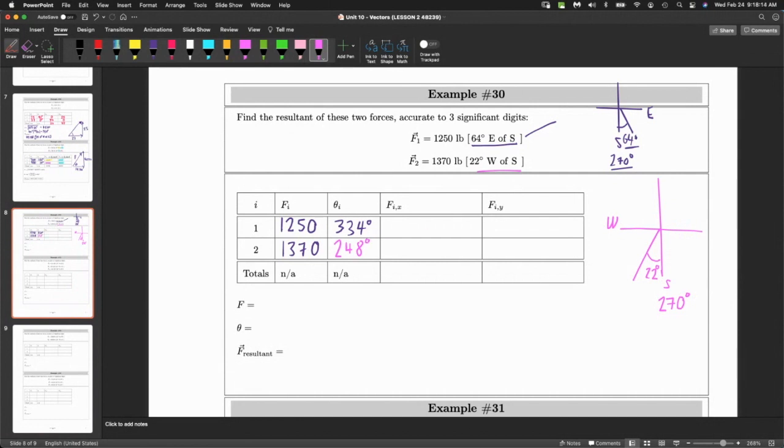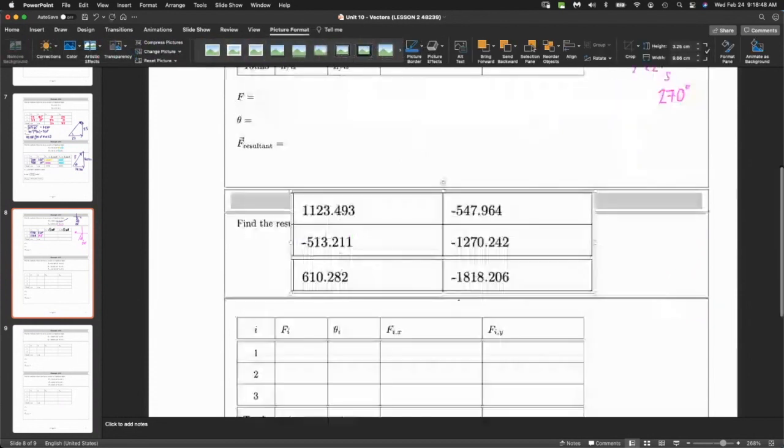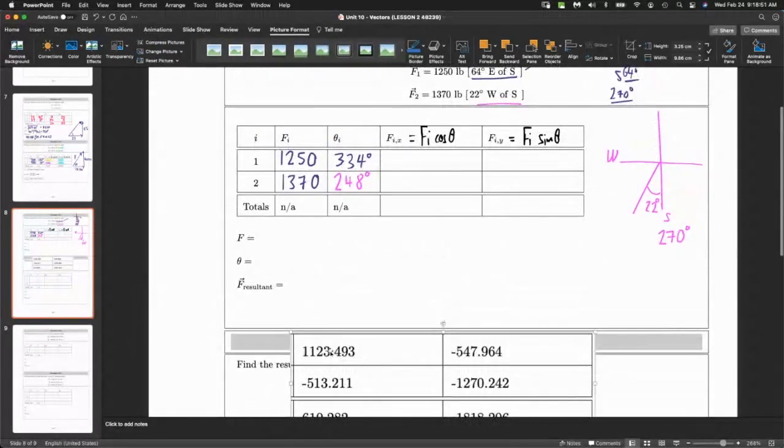So to find the components, we're going to use cos and sine here. So remember, for the x component, it's going to equal F cos theta. And for the y component, it's going to equal F sine theta. So in this case, the x and y components, you're going to get some positive and negative numbers depending on if it's facing east or west, and for sure facing south in terms of the vertical component.